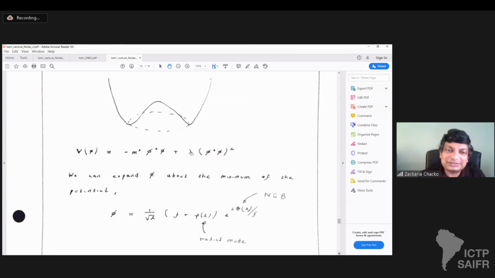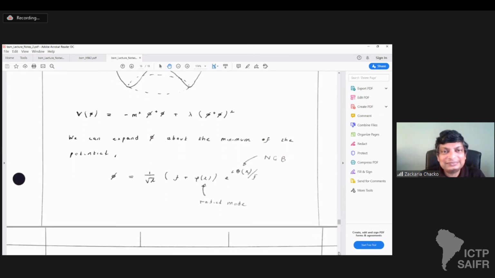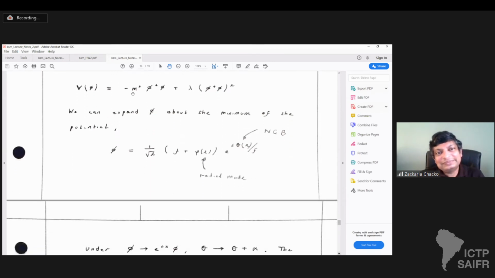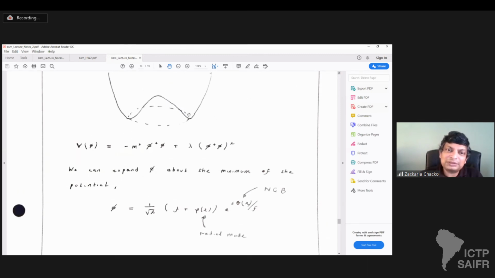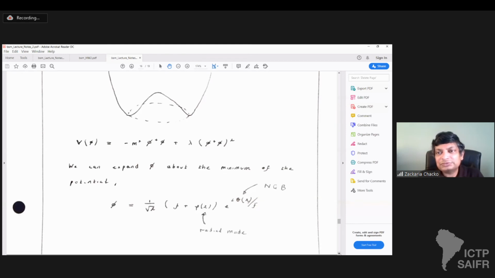So yeah, here's the Mexican hat potential. We can expand phi about the minimum, and here's what we find. There's a radial mode, and there's the Goldstone mode, which corresponds to fluctuations along the bottom of the potential. And the radial mode corresponds to fluctuations along the steep directions, right? But there's a flat direction, and the Goldstone mode corresponds to fluctuations along the flat direction.